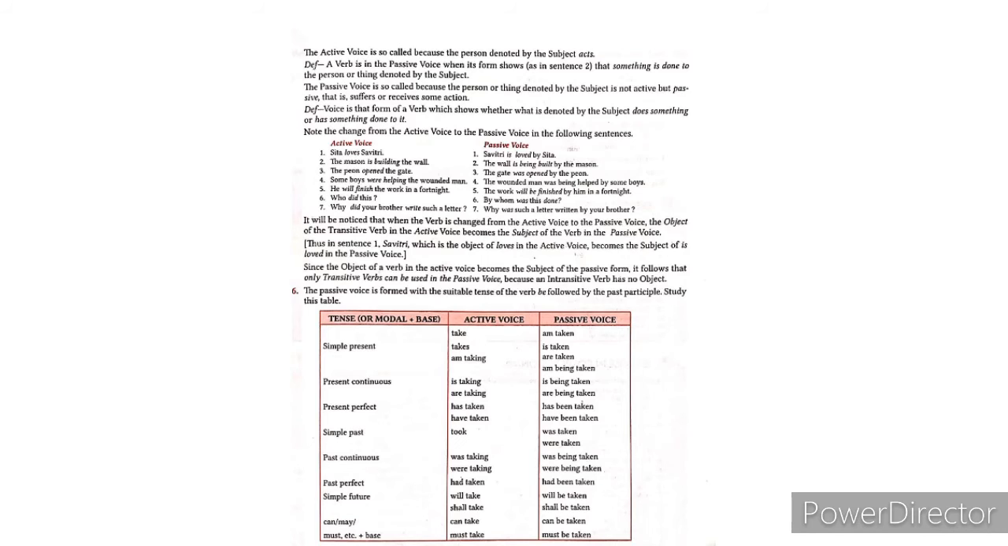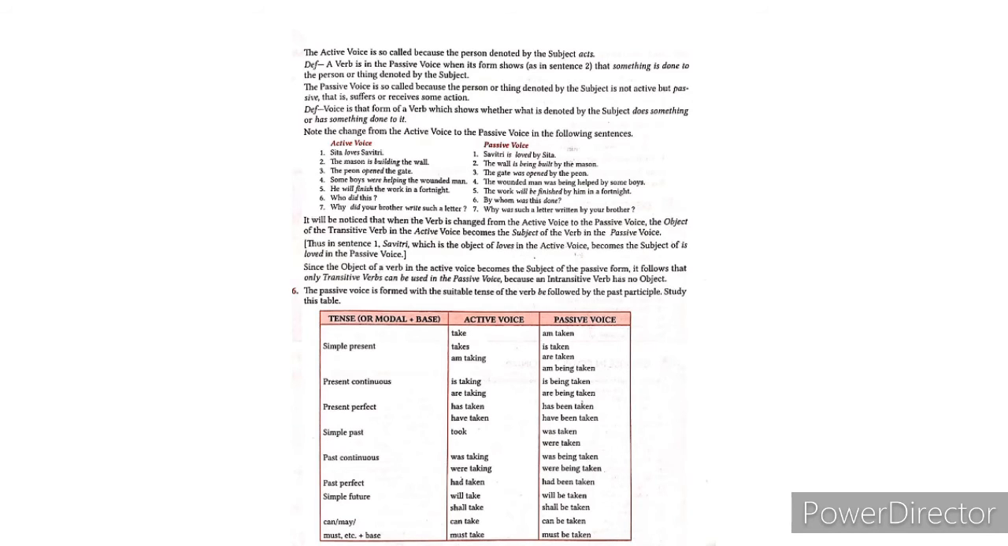Now you will notice that tenses are being changed. When you are changing the sentence from active to passive, there is a change in the form of the verb and the tense. Subject and object are getting interchanged, whereas there is a change in tense also.